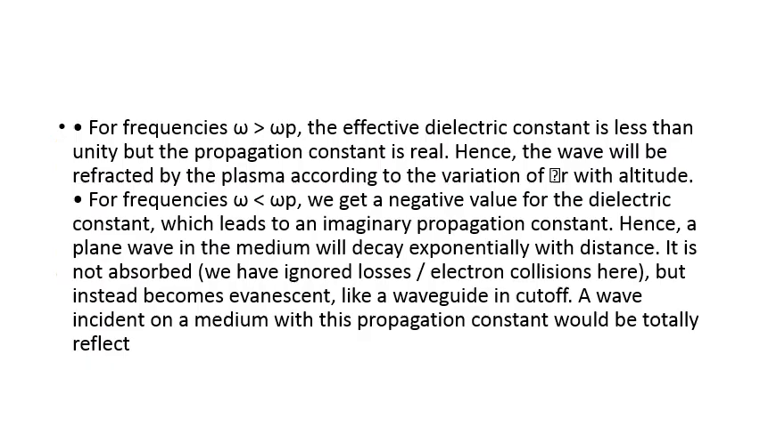Now we have three cases. First, when the frequency omega is greater than omega p, the effective dielectric constant is less than unity, but the propagation constant is real. Hence, the wave will be refracted by the plasma according to the variation of epsilon r. If omega is less than omega p, we get a negative value for the dielectric constant, which leads to an imaginary propagation constant.